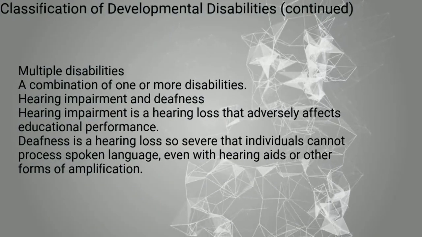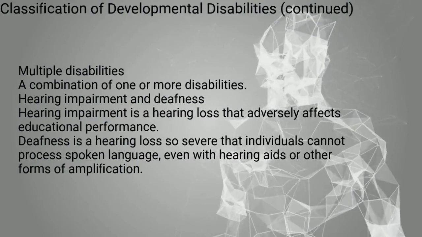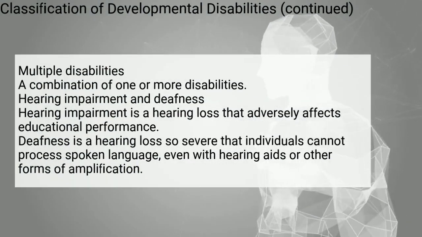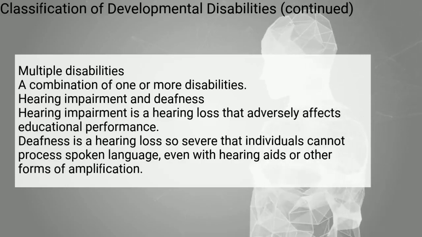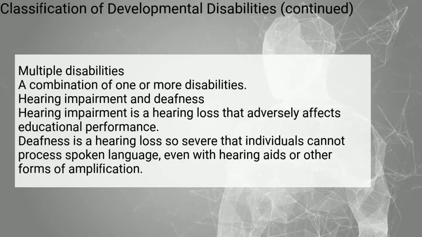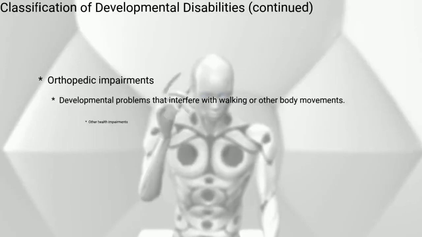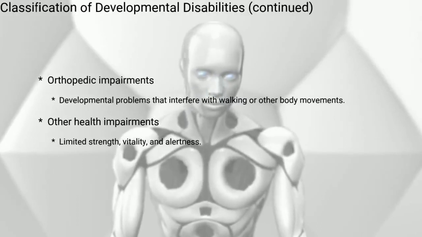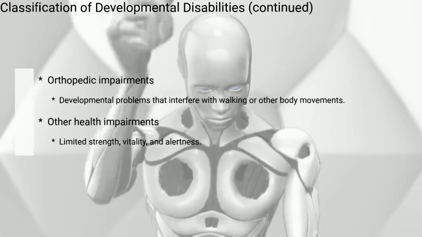Multiple disabilities, a combination of one or more disabilities. Hearing impairment and deafness. Hearing impairment is a hearing loss that adversely affects educational performance. Deafness is a hearing loss so severe that individuals cannot process spoken language even with hearing aids and or other forms of amplification. Orthopedic impairments, developmental problems that interfere with walking or other body movements. Other health impairments, limited strength, vitality, and alertness.